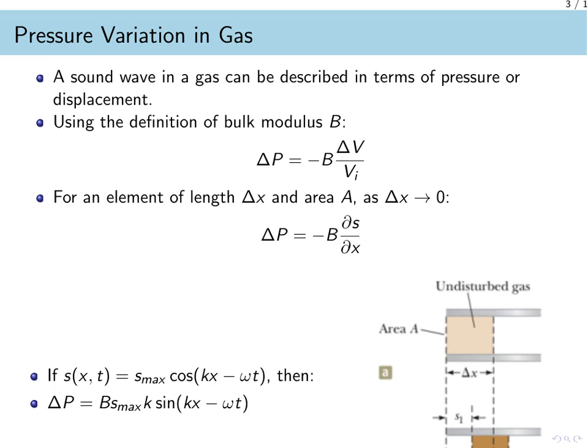For a very small element of gas, with a specific cross-sectional area and a length approaching zero, this relationship can be written as the pressure change being equal to the negative bulk modulus times the partial derivative of the displacement with respect to position. If we model the displacement as a cosine function, we find that the pressure change follows a sine function, where the pressure variation is equal to the bulk modulus times the maximum displacement times the wave number, all multiplied by the sine of the quantity wave number times position minus angular frequency times time.